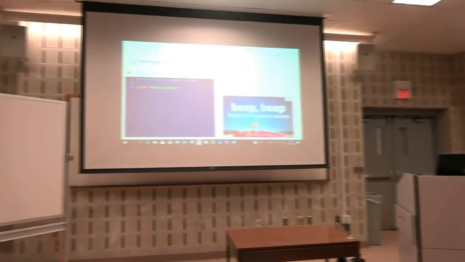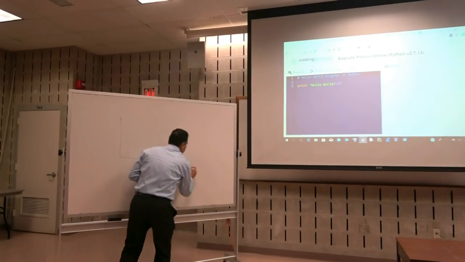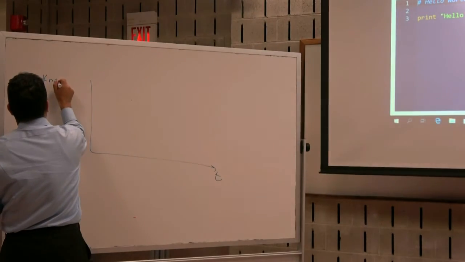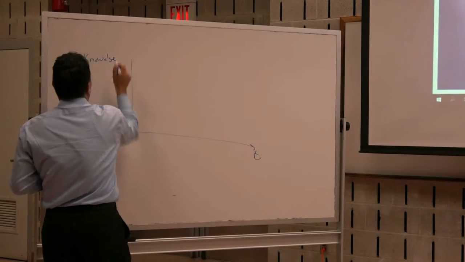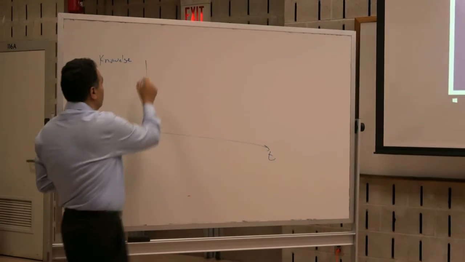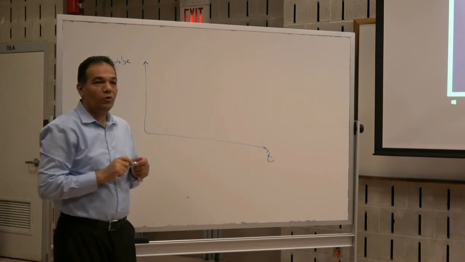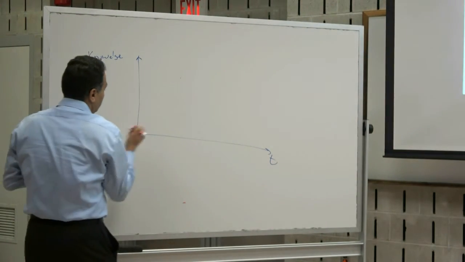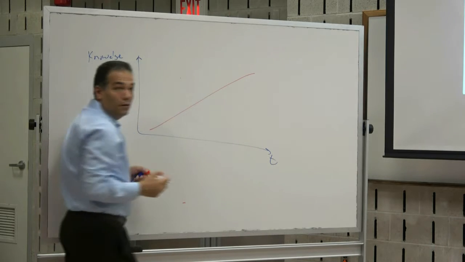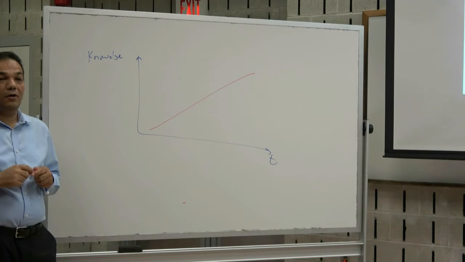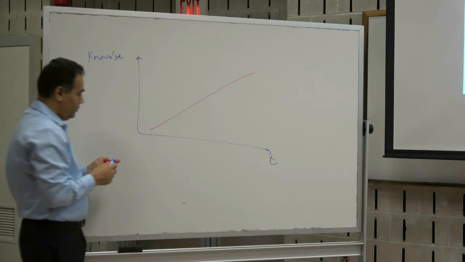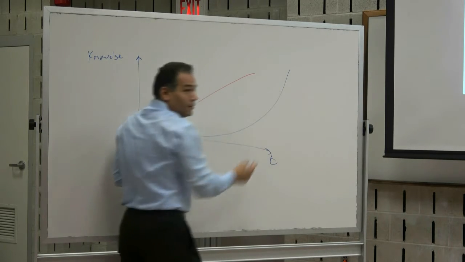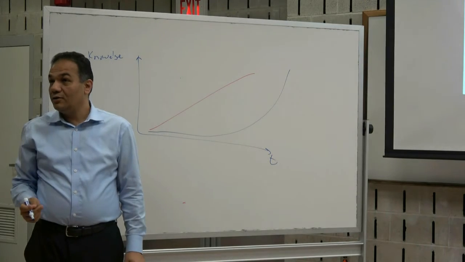Let's say that this is your time, and this is your knowledge in a topic that you are doing research on. So what do you think the curve will look like? Like this? No? Like this? Most likely like this, right?